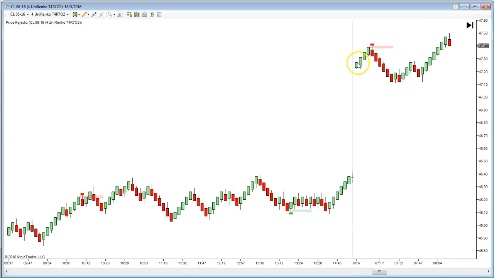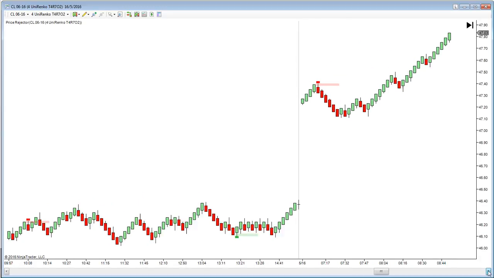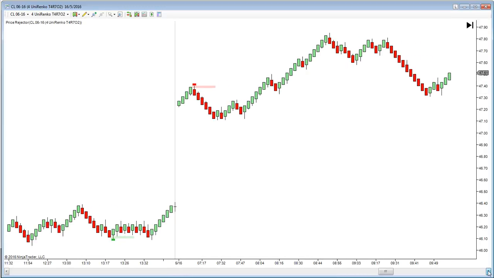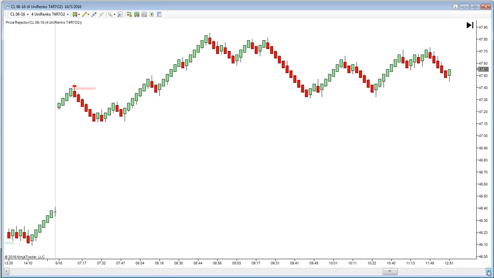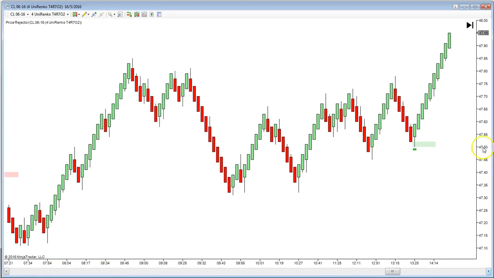Here's a signal. Again, it's right after the open. I prefer to be a little bit further away from the open rather than immediately after the open. Even though this one did work out, it's honestly not one that I would take. Even though I could say, oh yeah, I would have taken it, I'm not looking to take signals that close to the open.